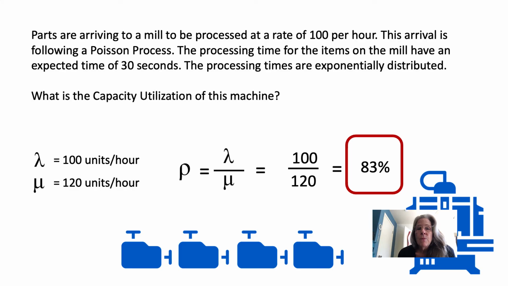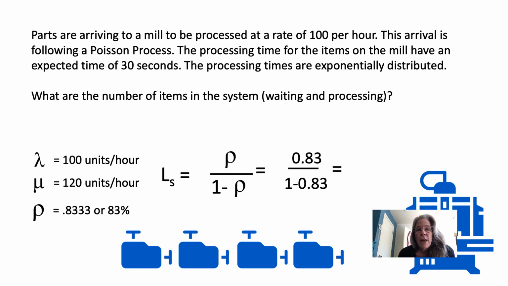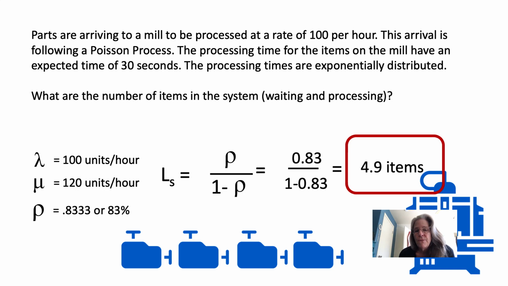So the next thing we can do is calculate the length, or the number of items in the system. The system is both waiting and processing, and that's going to be rho divided by 1 minus rho. And so that calculation says there's going to be 4.9 items in the system. So about 5 units are going to be in the system. There'll be 4 units waiting, and then there'll be 1 being processed.